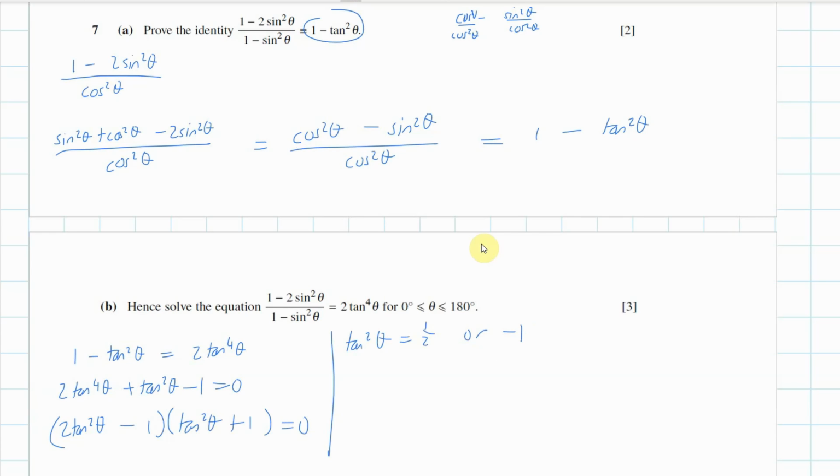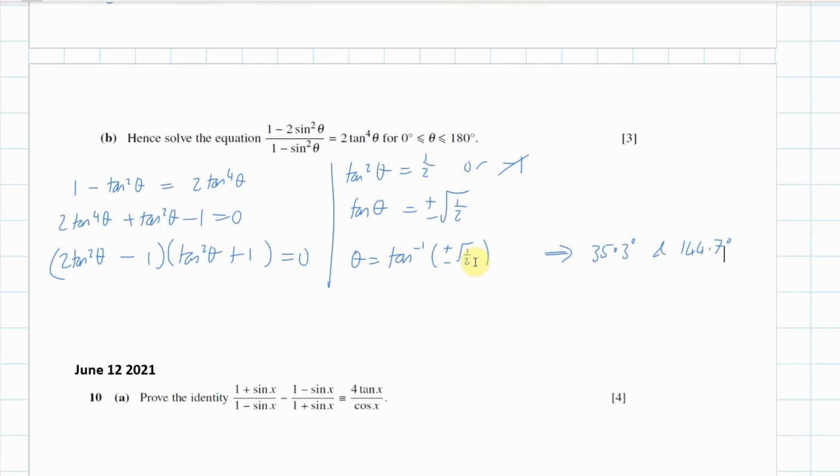Now there's no real solutions for that one, so we can just focus on the positive one here. I guess therefore tan theta is equal to plus or minus the square root of 1/2. And therefore theta is equal to the inverse tan of positive or negative square root of 1/2. And I'm getting from this two values using the calculator, 35.3 degrees and 144.7 degrees. So that's the June 1-1 questions for trigonometry.